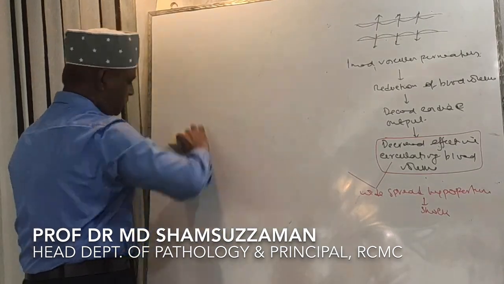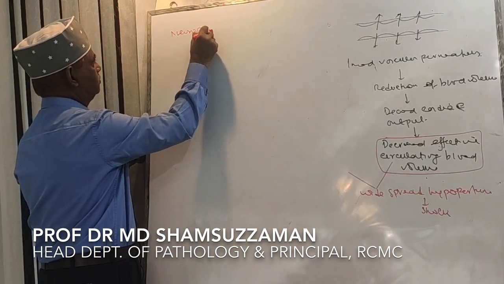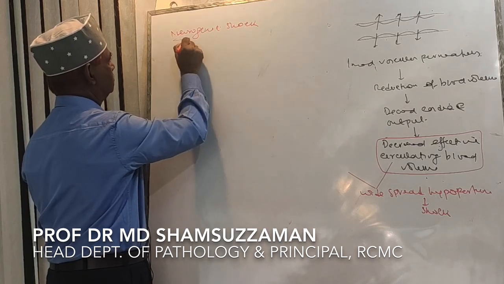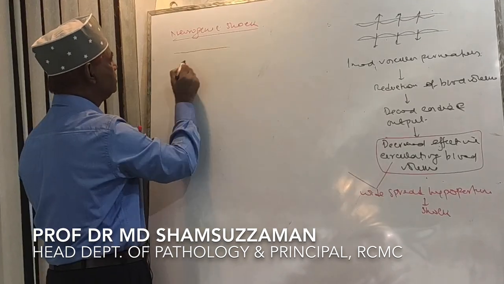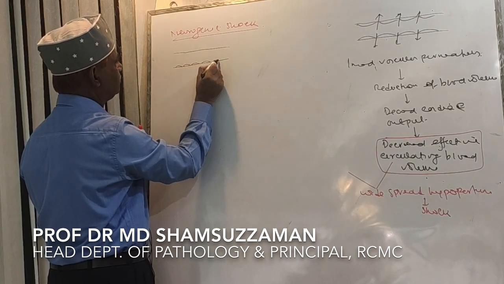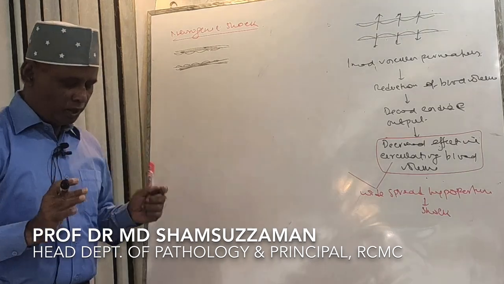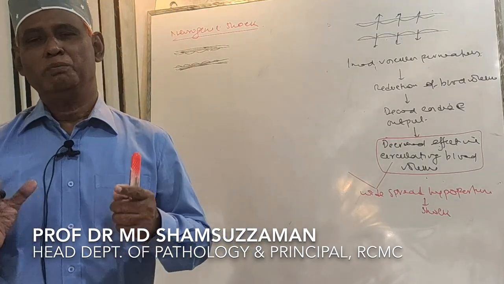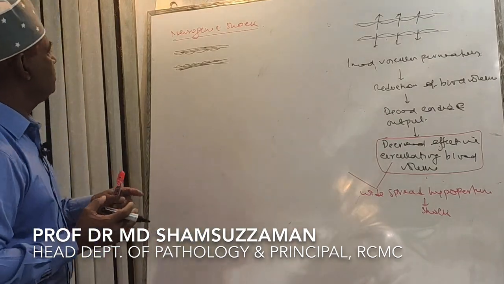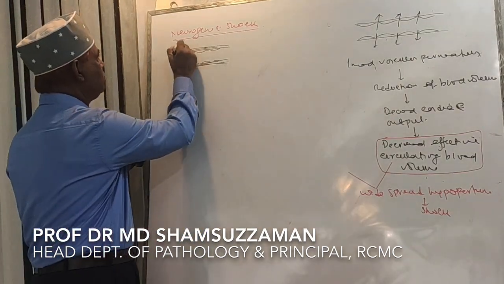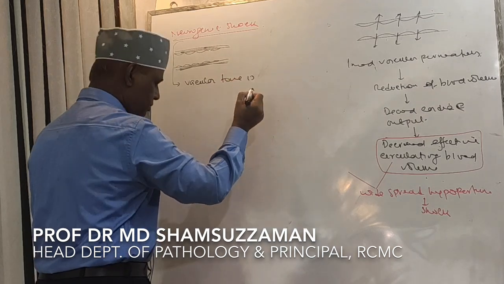Now come to neurogenic shock, the mechanism of neurogenic shock. Dear audience, you know, if this is the blood vessel and this is the endothelial lining, this is the blood vessel wall. In normal anatomical and physiological condition, there is vascular tone, a partial state of contraction. If there is neurogenic shock, what will happen? In neurogenic shock, vascular tone is decreased.